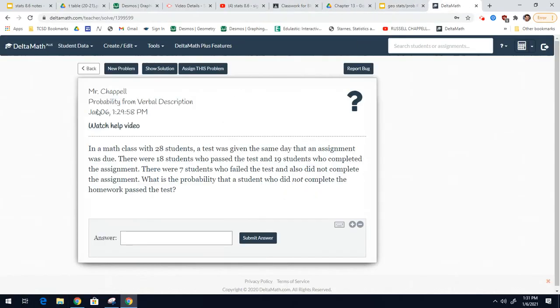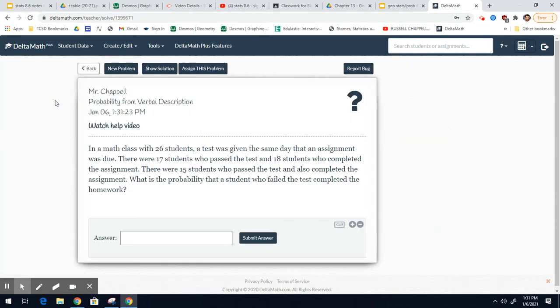All right, so let's take a look here. Let's go ahead and do problem 1. It says, in a math class with 26 students, a test was given the same day that an assignment was due. Oh no, that's the worst. There were 17 students who passed the test and 18 students who completed the assignment. There were 15 students who passed the test and also completed the assignment. What is the probability that a student who failed the test completed the homework?